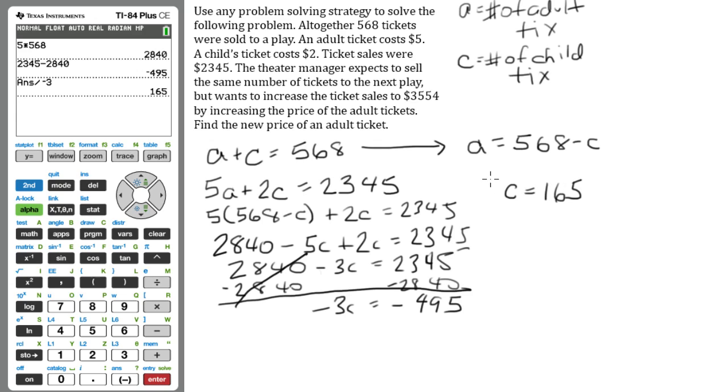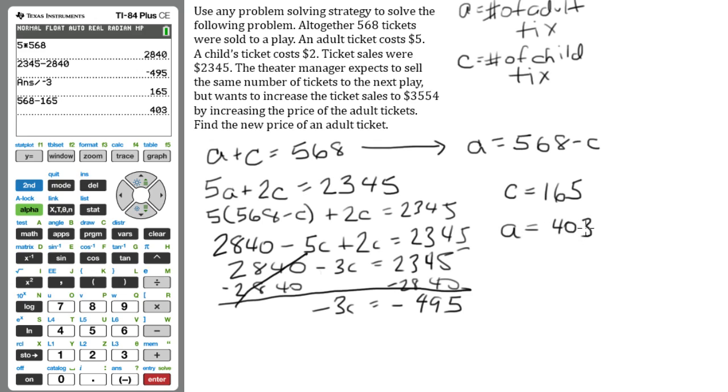Okay, are we done? Actually, we're not even close, because first we got to figure out how many adult tickets were sold. These two have to add up to 568, so I can just go over to my calculator and do 568 minus 165. So then the number of adult tickets is 403.